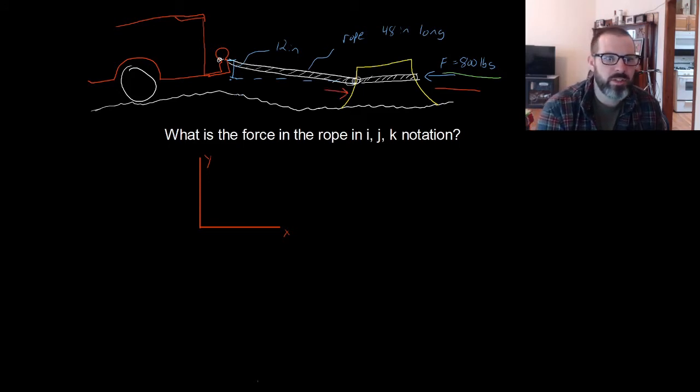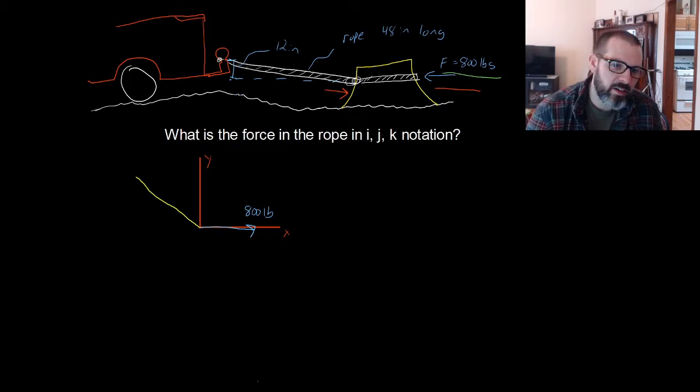So I will say that I have an 800-pound force going to the right. The rope force is going to be acting up and to the left. And I have a distance here, 12 inches. And my rope has a length of 48 inches.